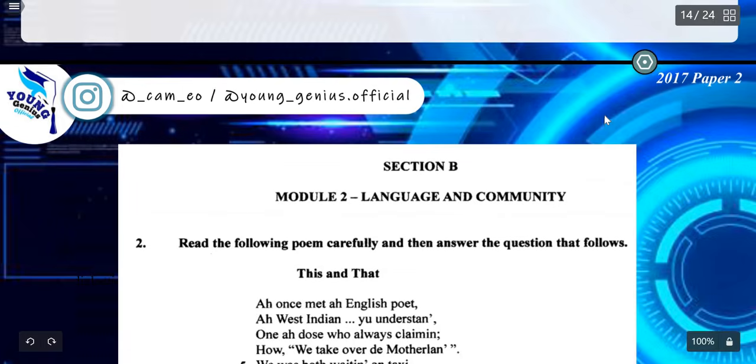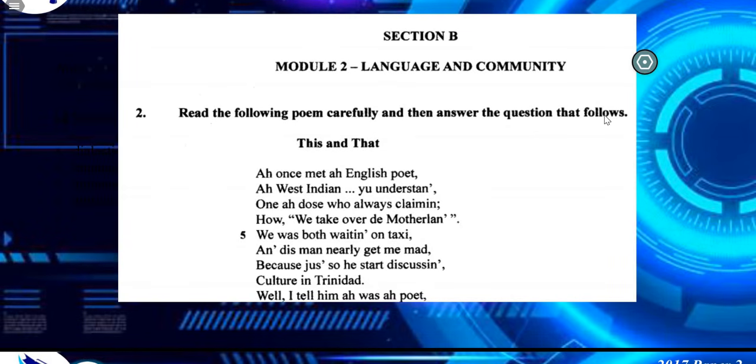So this was a 2017 paper. Somebody asked me to go through the 2017 paper, but I'm so sorry, I can't go through all of it. So I'll just do section B from it, all right? I hope that's cool with you. So here we go.